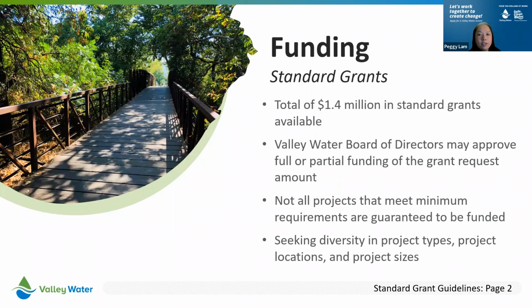Yeah, so as I mentioned, there's $1.4 million available this year, and you may get approved for full or partial funding, and that's up to the approval of our Valley Water Board of Directors. Not all projects that meet the minimum requirements are guaranteed to be funded, and we are seeking a diversity in project types, project locations, and project sizes. We'll go over the different project types and example projects in the later slides.